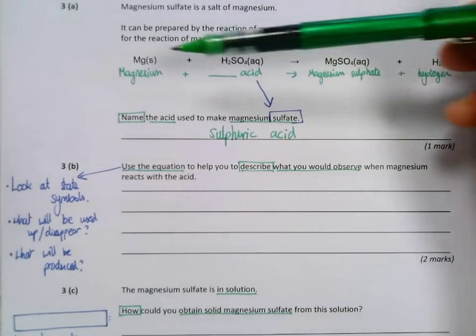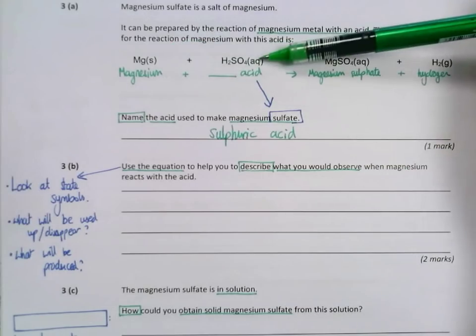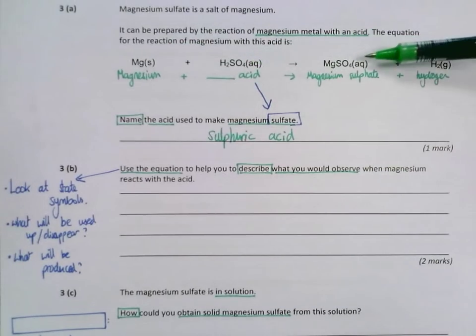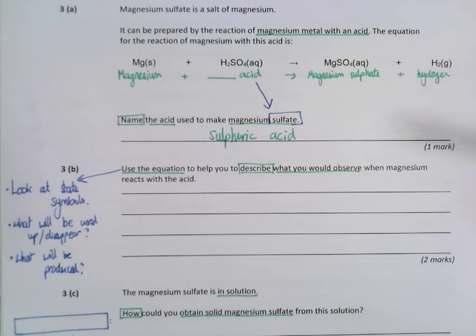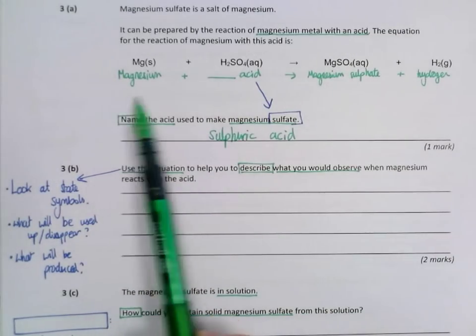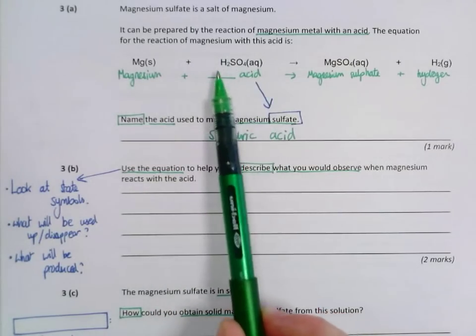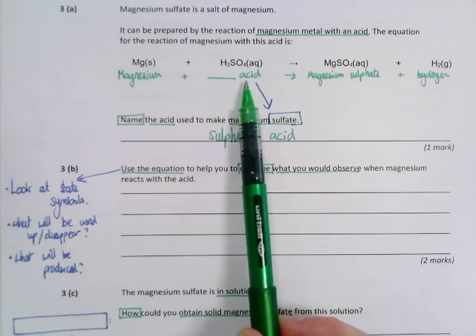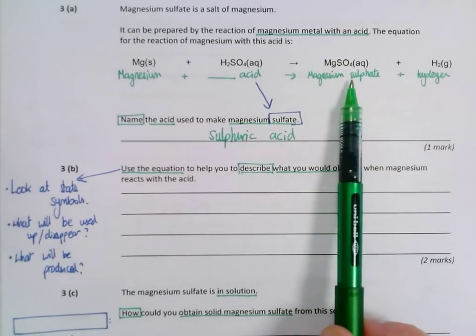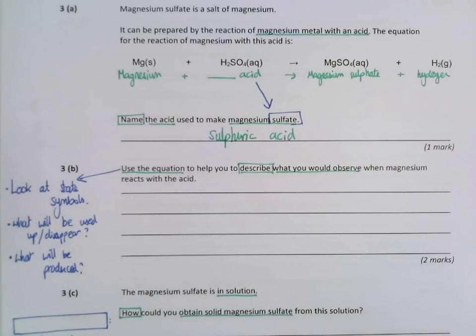Let's have a look at the equation. State symbols, first of all, we know that S is for solid. So we start off with solid magnesium and aqueous sulfuric acid. We end up with aqueous magnesium sulfate and gaseous hydrogen. Okay, which ones are being used up, or which ones will disappear? Well, the reactants are going to get used up. Now, aqueous sulfuric acid being used up isn't going to be very obvious because we're going to end up with aqueous magnesium sulfate anyway. But this will be obvious. The solid magnesium is going to be used up and will therefore disappear.